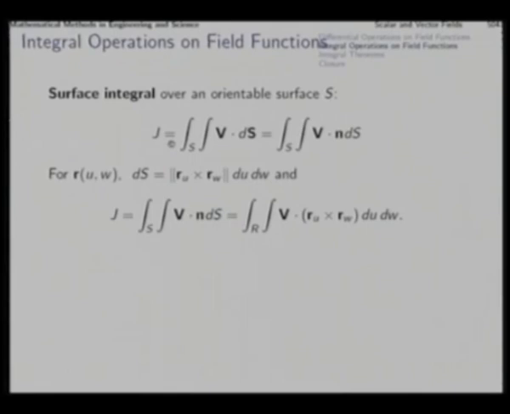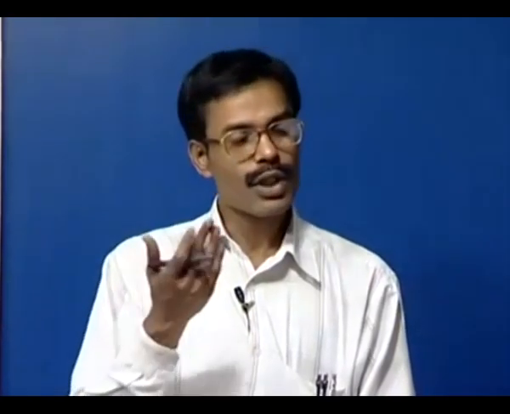And for this, the surface patch S must be orientable. That is, it should be clear which side of the surface we are talking about. That is, only those surfaces for which one side of the surface and the other side of the surface are clearly identifiable.